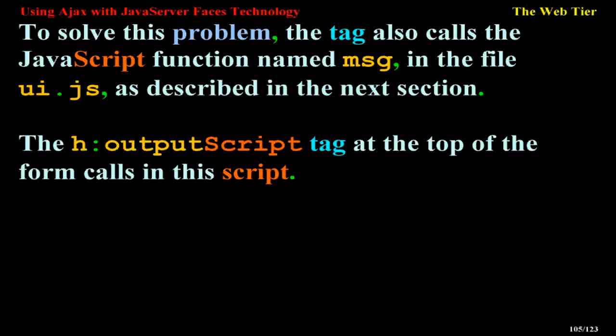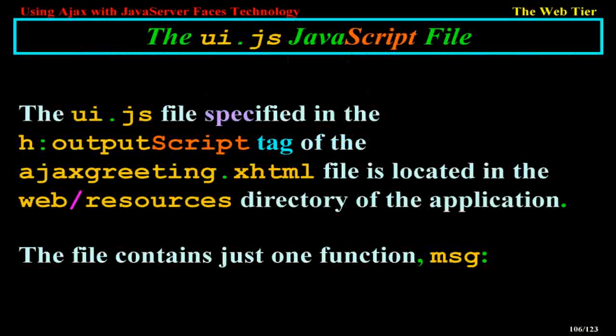The h:outputScript tag at the top of the form calls in the ui.js JavaScript file. The ui.js file specified in the h:outputScript tag of the ajaxgreeting.xhtml file is located in the web resources directory of the application. The file contains just one function, msg.